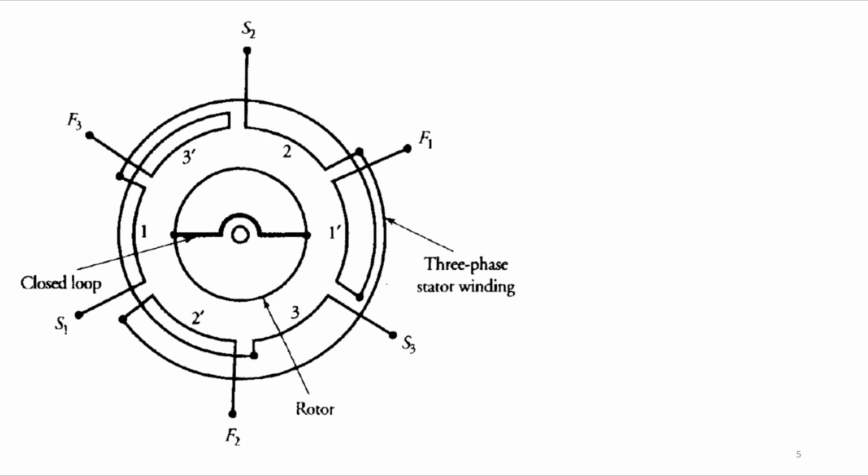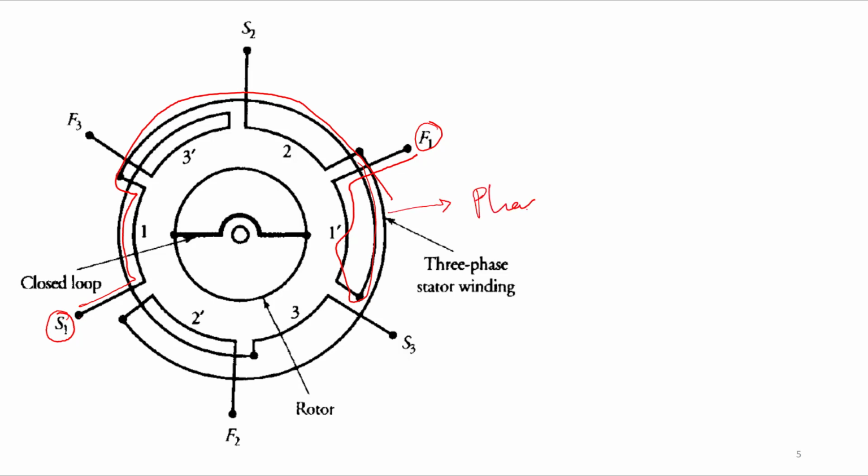We can see phase 1, let us say S1 and F1. S1 indicates the starting end, and F1 indicates the finishing end. F indicates the finishing end, S indicates the starting end. So S1 and F1 will comprise one phase. We can see here, it starts from here and it goes up to here, then again it comes to here, and this ends here, right? So this is, let us say, phase A.